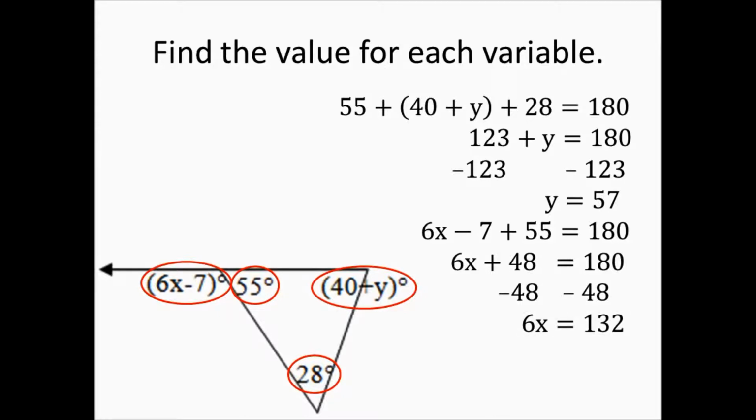We're going to divide both sides by 6. So 6x divided by 6 is equal to 132 divided by 6. Therefore, x equals 22. So the values for the variables are that y equals 57 and x equals 22.